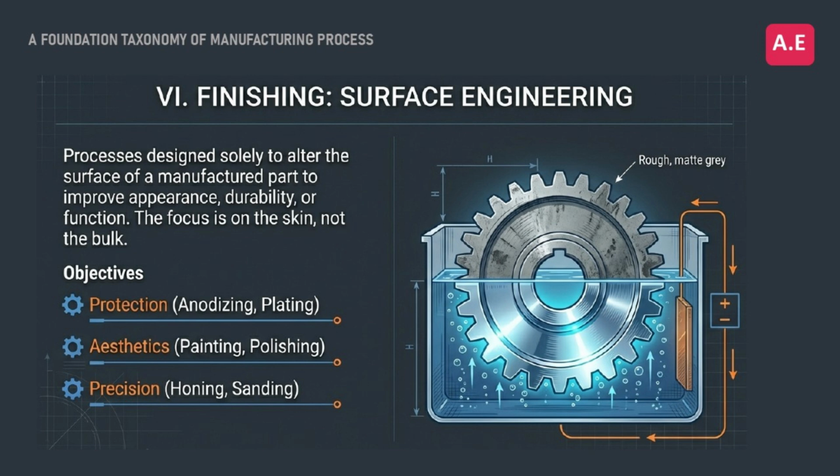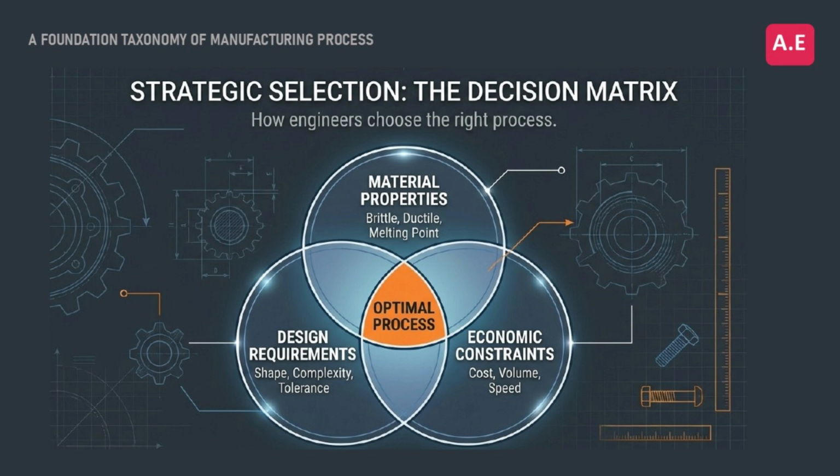So, with 6 families and countless processes, how does an engineer choose? This is where strategy comes in. They use a decision matrix, weighing factors like the part's geometry, the required material, the needed tolerances, and most importantly, the production volume. The right process is the one that best balances these factors to create a successful product.